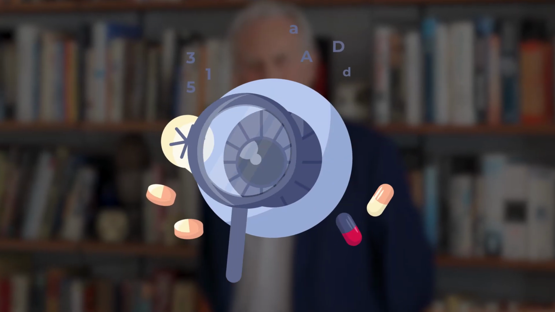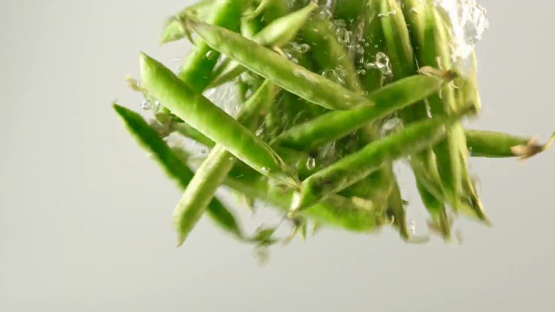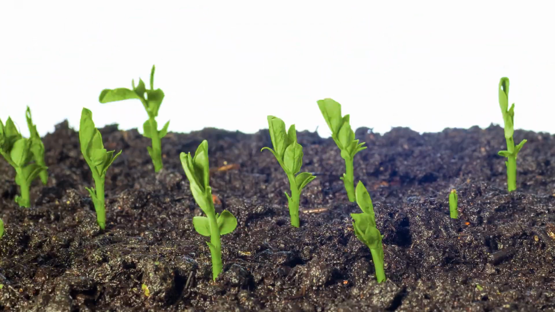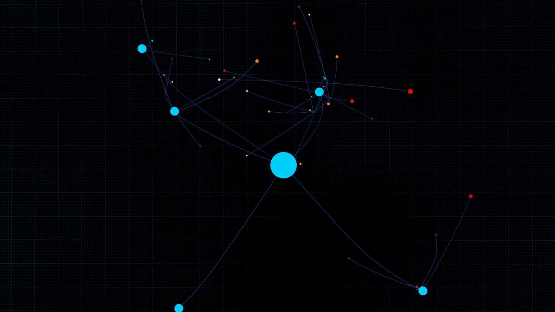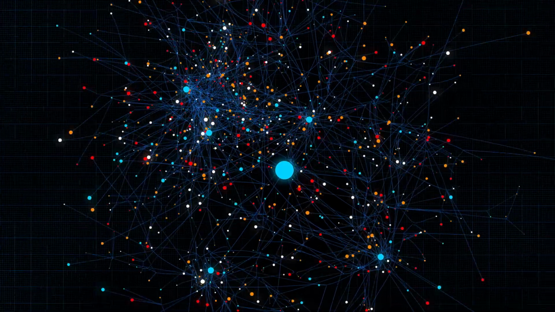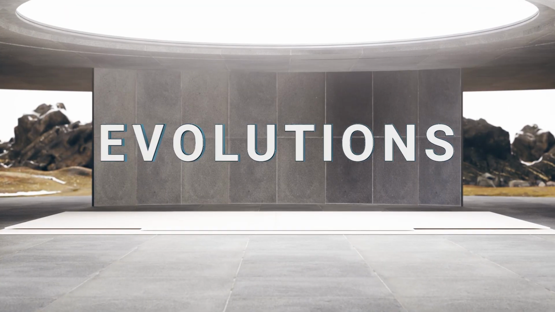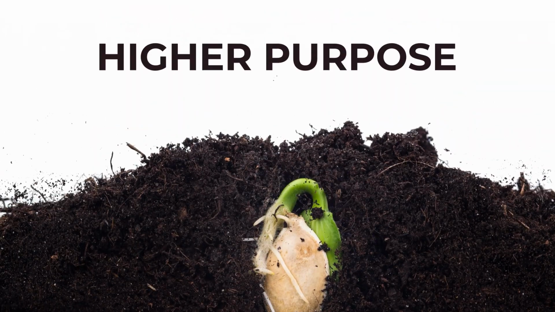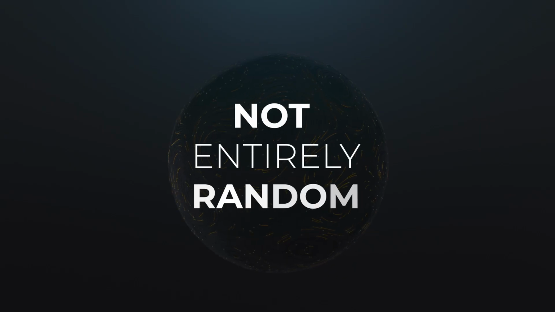But if we look more closely, Dawkins' answer is not so clear-cut. Some species engage in behavior that appears self-defeating, yet this very behavior helps them spread their DNA effectively. And perhaps evolution has a higher purpose, one that remains unclear to us, but definitely not entirely random.